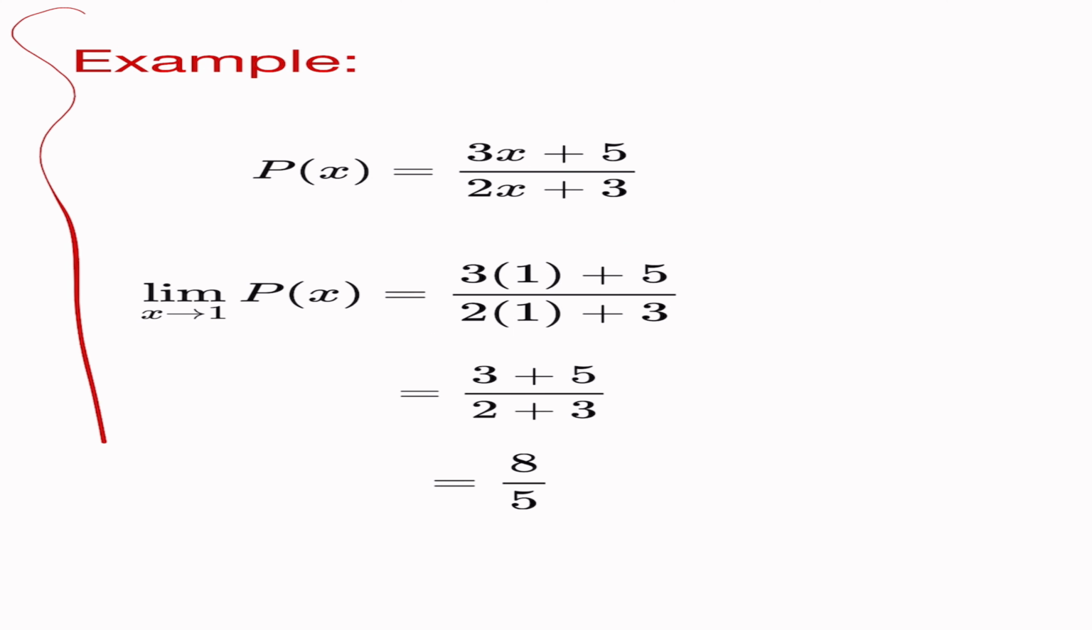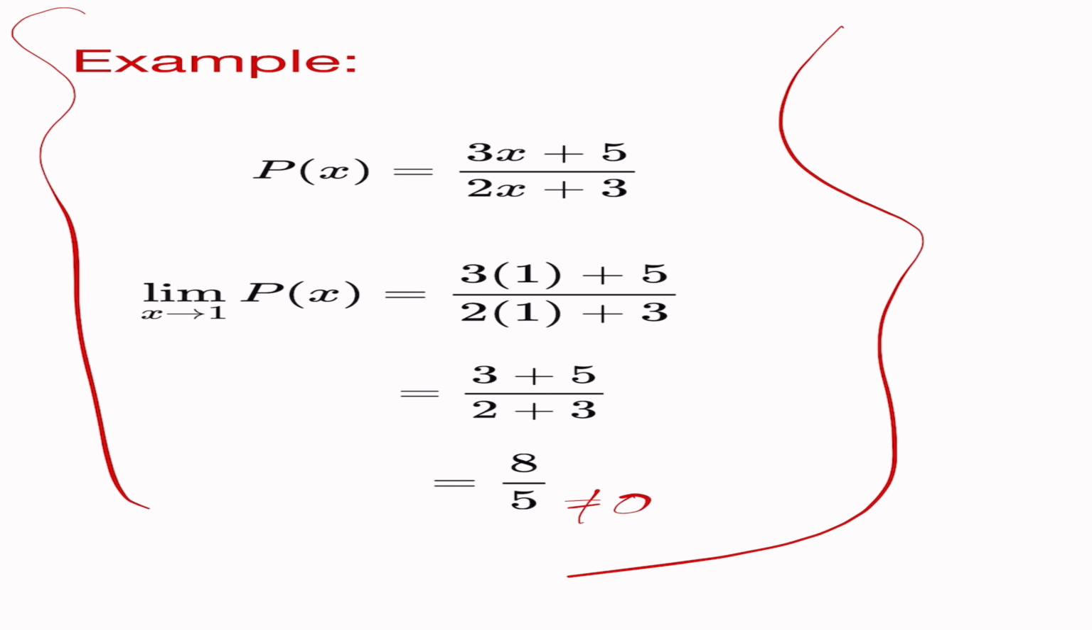This is the clear version of our example. You guys can take a look at here also. 5 is not 0, right?